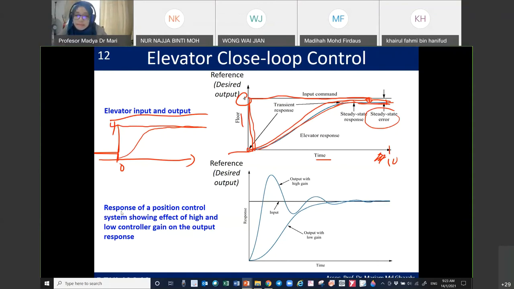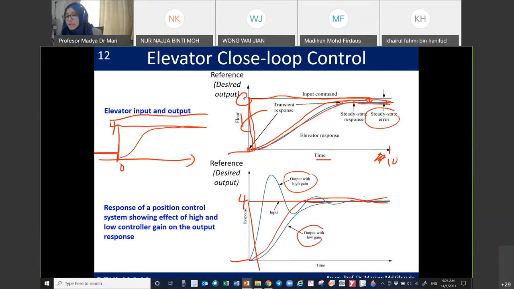And if you see the second response over here in this graph, it is the response of position control showing the effect of high and low gain value on the output response. So if we have the same elevator just now, number 4, you have the output reference 4, and then you see that you have two responses. One is when you have very high output gain, and the second one is low output gain. So low output gain is the one that you want to achieve for an elevator.